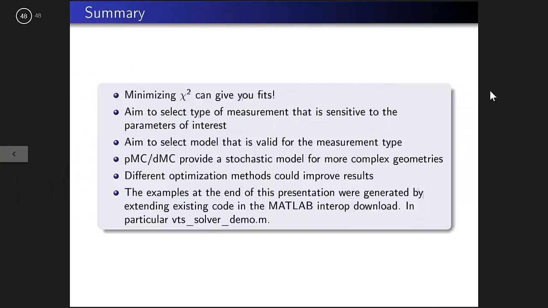So in summary, minimizing this chi-square can give you fits. I mean in the positive way rather than pulling out your hair, but I think that sometimes it does that too, definitely. You're like, what's going on? I say that tongue-in-cheek. I hope to have shown that you want to make sure that your measurement is sensitive to your parameters of interest and that your model is valid for the measurement type.